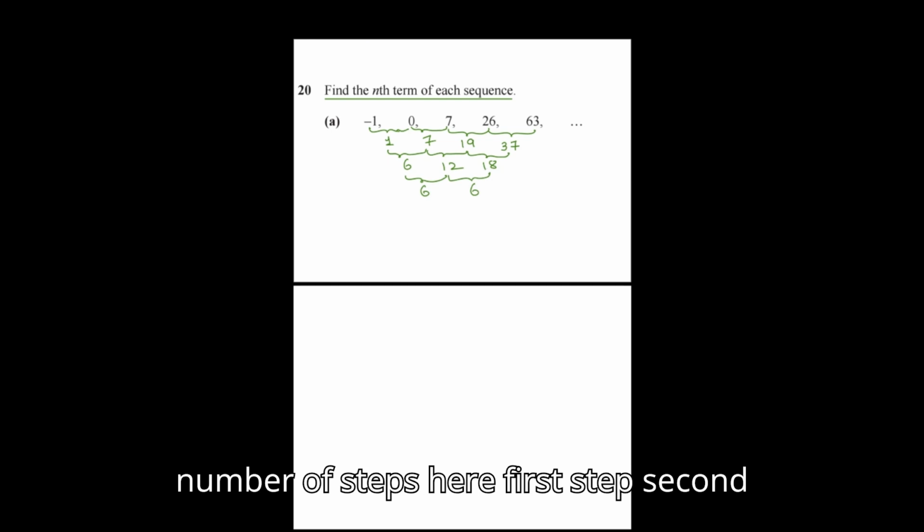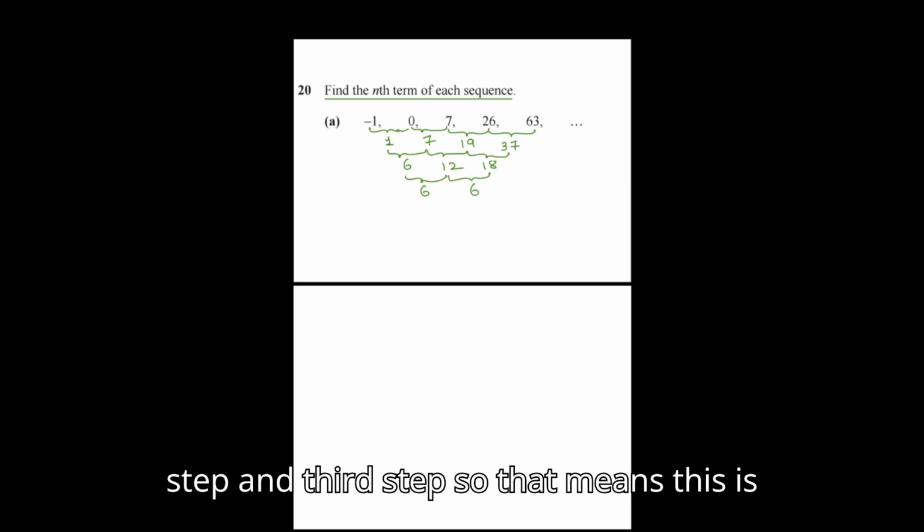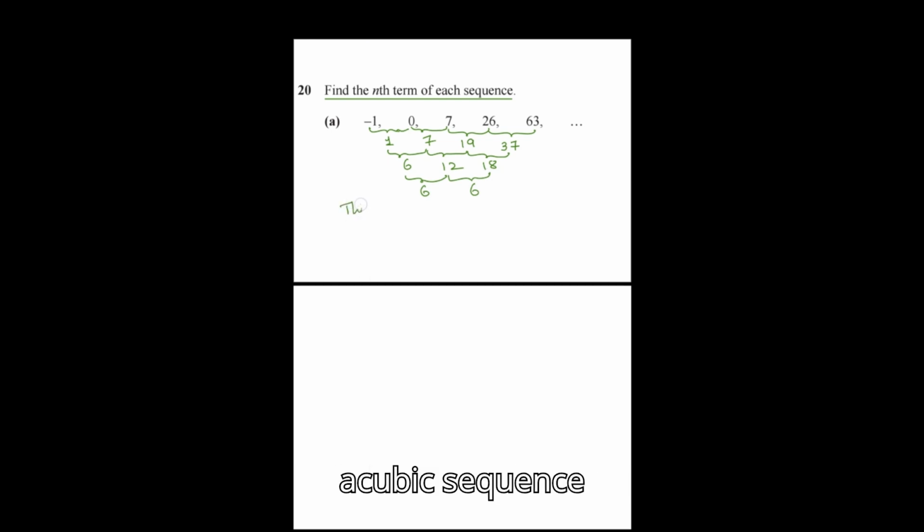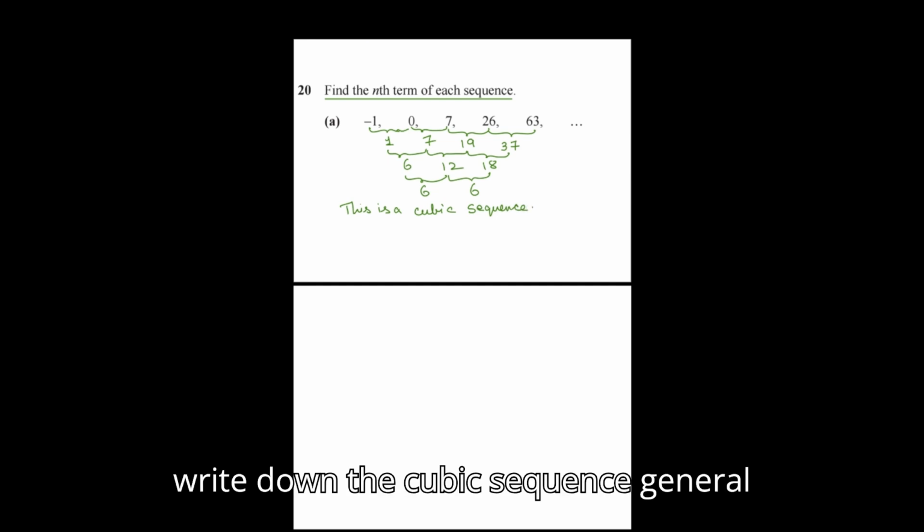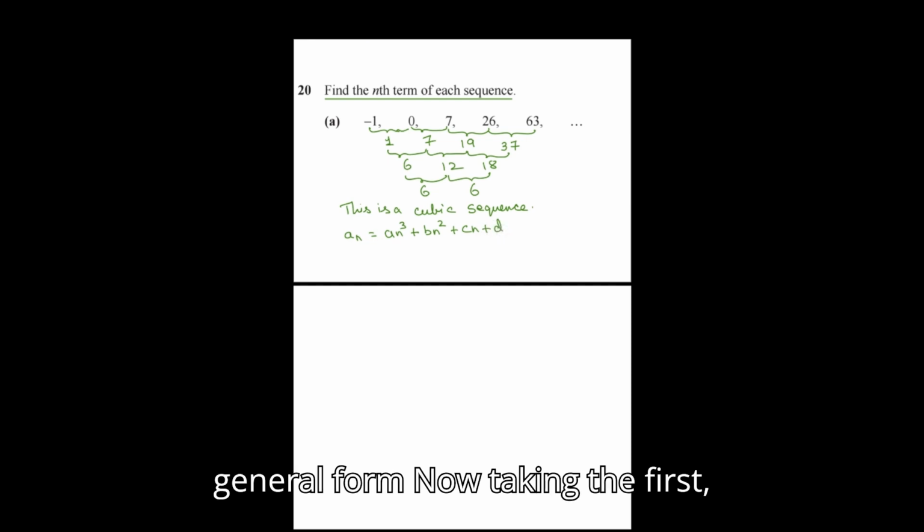When you see the number of steps here, first step, second step, and third step, that means this is a cubic sequence. So write down the cubic sequence general form. a_n is equal to a n cube plus b n square plus c n plus d. This is the general form.